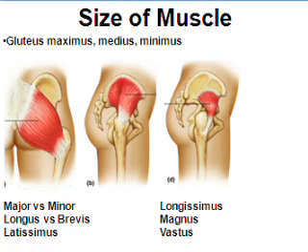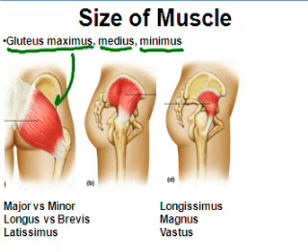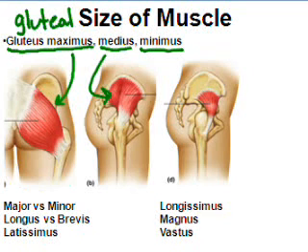And a good example here are the gluteal muscles, the gluteus maximus, the gluteus medius, and the gluteus minimus. Now maximus is going to mean something really big, so that's your gluteus maximus. The gluteus medius is in the same region, the gluteal region, so it's named based on its location and its size. The medius is the middle-sized one, and the minimus is the smallest size one.